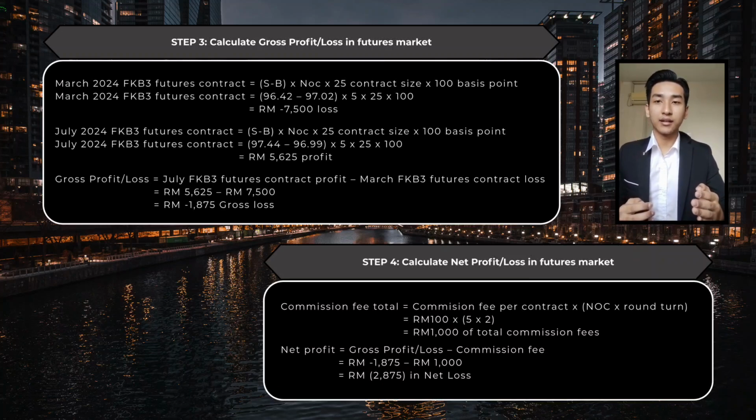1,000 ringgit plus our gross loss. Both of them are costs, so it will increase our net loss to 2,875 ringgit. This is our net loss for this FKBG intermonth spreading. This is the answer.